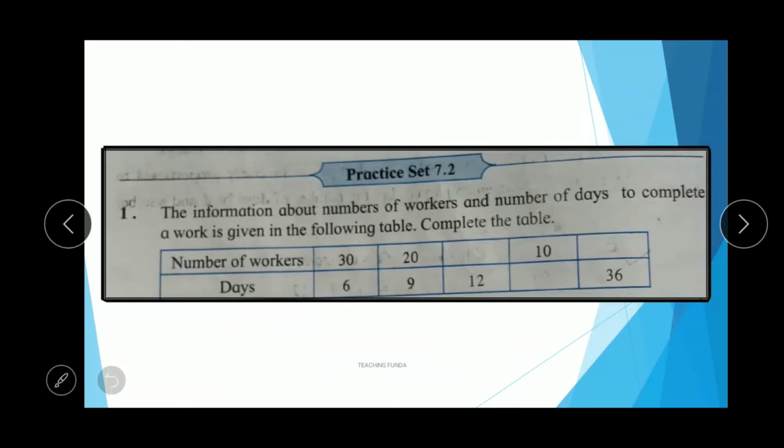Suppose the cost of 12 apples is 120 rupees, then what will be the cost of 14 apples?